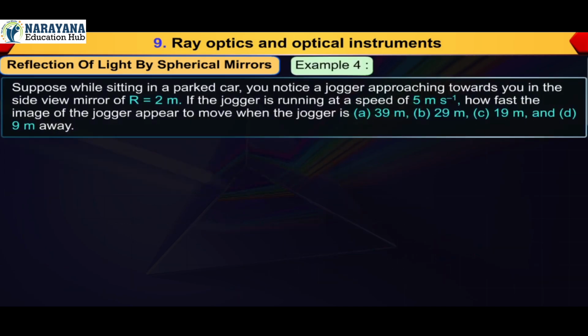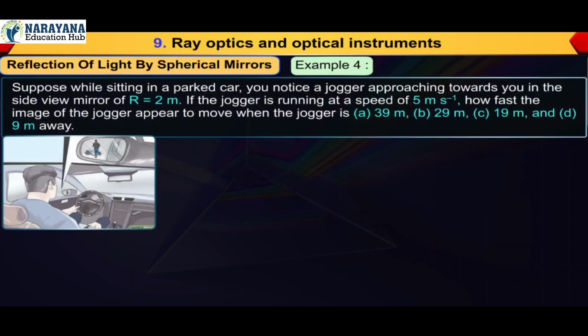Example 4. Suppose while sitting in a parked car, you notice a jogger approaching towards you in the side view mirror of R = 2 meter. If the jogger is running at a speed of 5 meter per second, how fast does the image of the jogger appear to move when the jogger is A. 39 meter, B. 29 meter, C. 19 meter and D. 9 meter away?